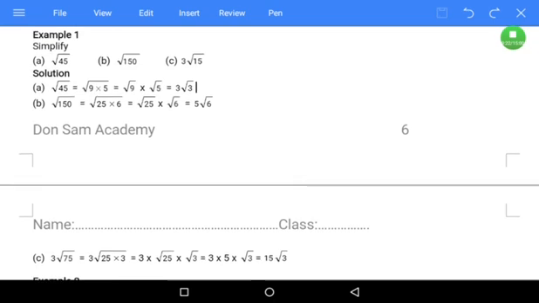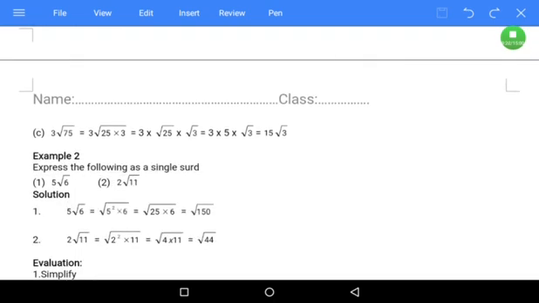The real question is 3 root 75. Sorry for that. It should be 3 root 75. Look at it there. Now for C, we have 3 root 75. What do we do? 75 is a product of 25 and what? 3. Good. And of course, I know you would have said 3 in your mind. So we have 3 root 25 times 3. Now look at 25, it can be expressed as what? 5 times 5.